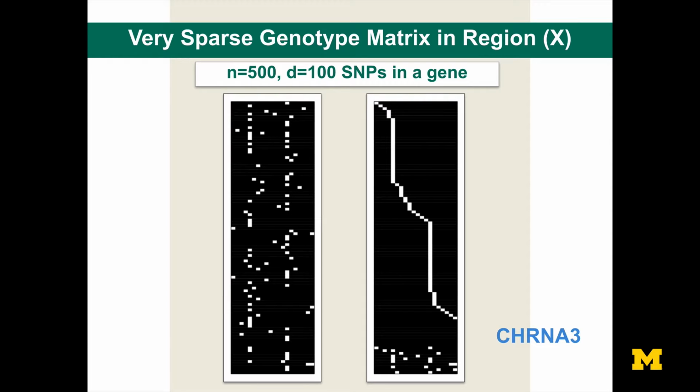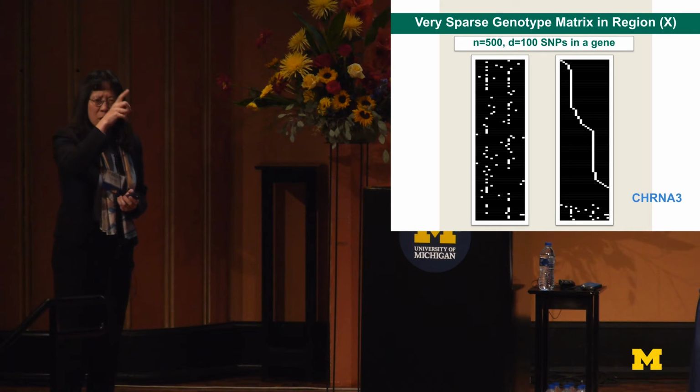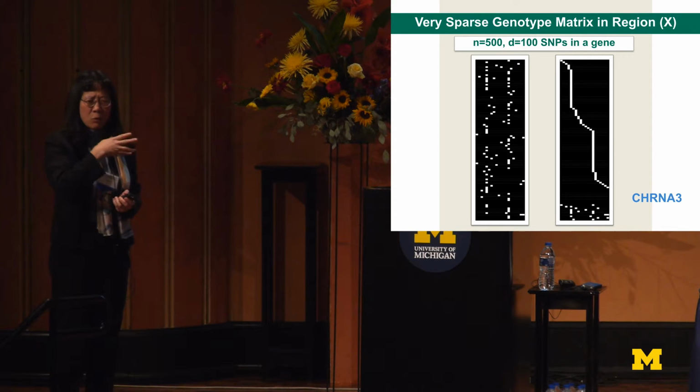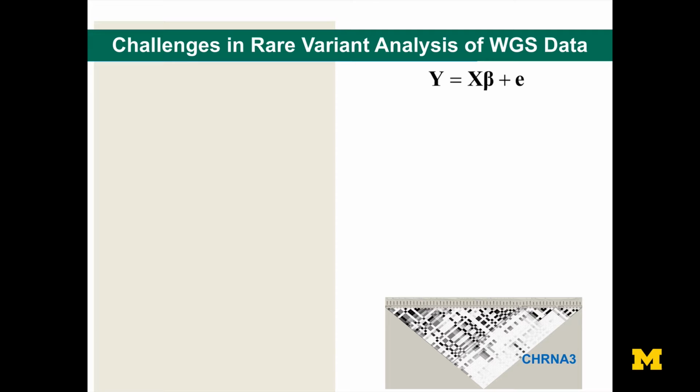To show you what the data look like, here are about 500 people with 100 SNPs. The bright dots indicate 1 or 2, and the black dots indicate 0s. If I shuffle the subjects, you can see in each column there are lots of blacks, lots of 0s, and only a small number of 1s. So the data matrix is very, very sparse.